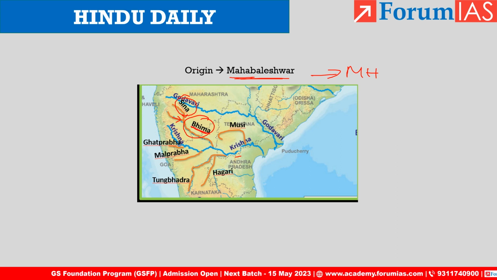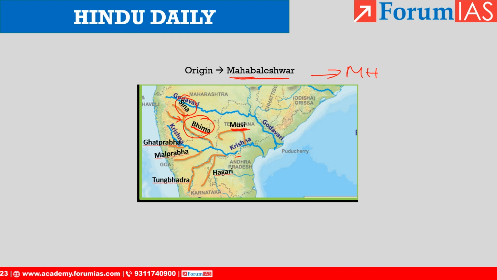Another left bank tributary is the Musi River, and this Musi River passes through Hyderabad city. So, sometimes in UPSC, questions are asked about which river is passing through a city. So, for that you need to remember that the Musi River is passing through Hyderabad city.